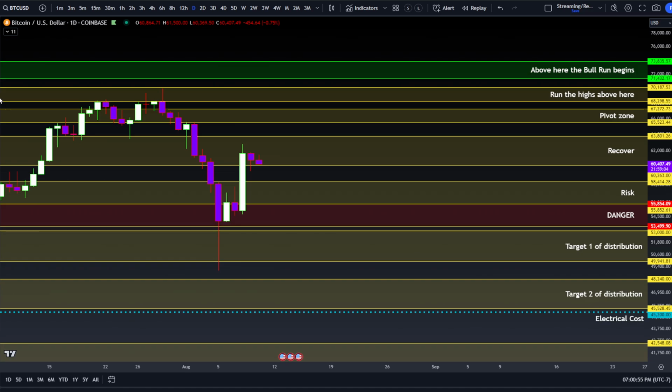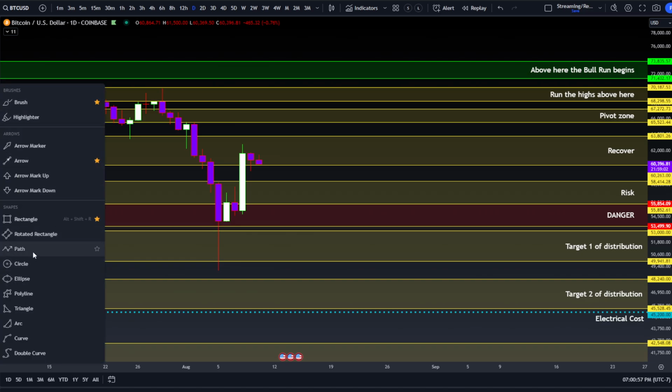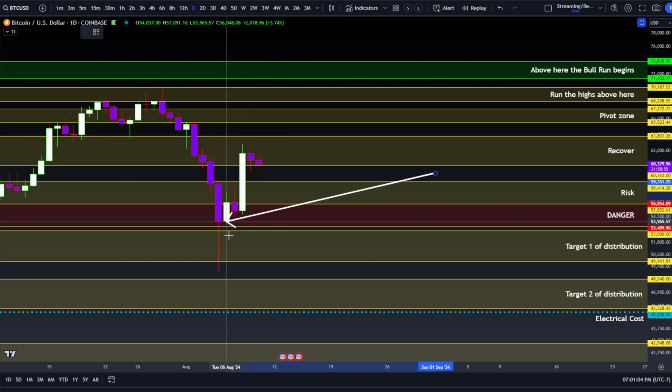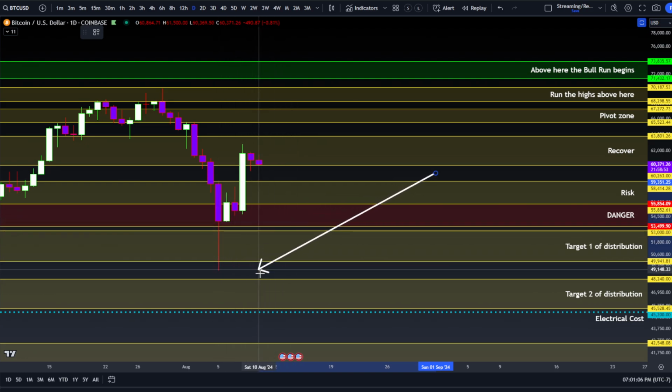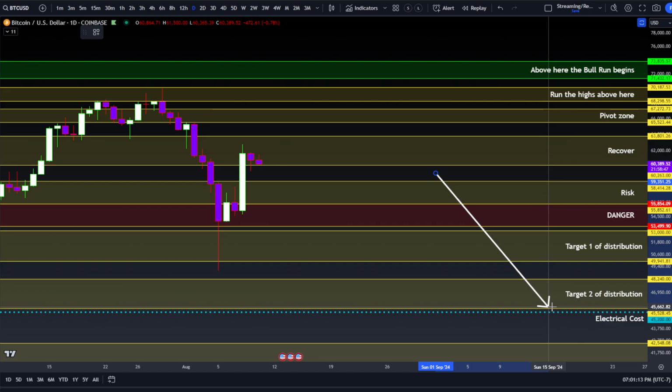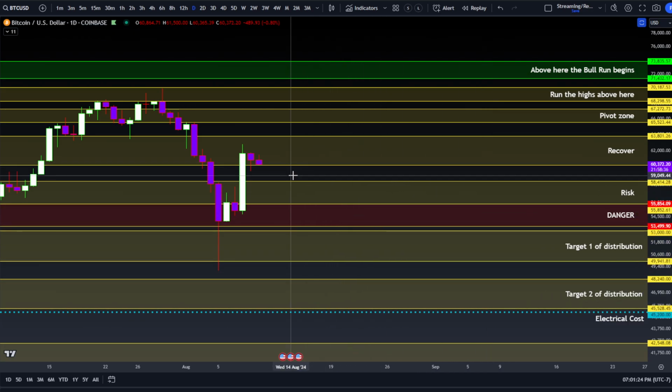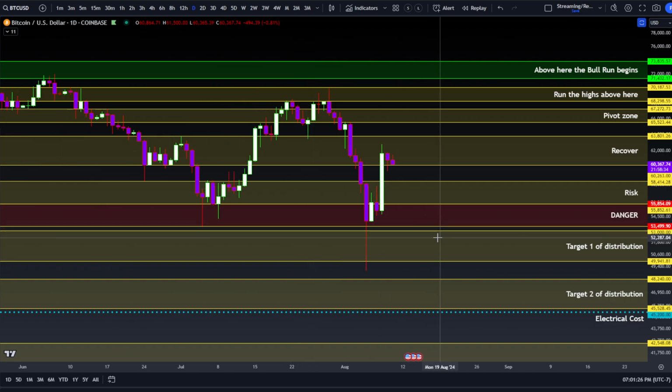I'd be looking for something essentially like this. If it starts to close below 53,500, the bottom side of our danger zone, I'm looking for reaccumulation inside of target 1, go and sweep that low, possibly even touch into target 2 of distribution, but I'd be looking for reaccumulation somewhere in and above. Maybe it goes down and touches electrical cost as it continues to move up, if it continues to move up, because we do have to keep an eye on it because it could go down.